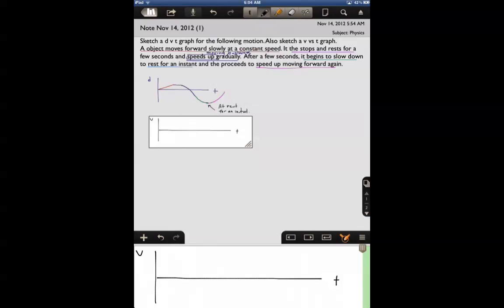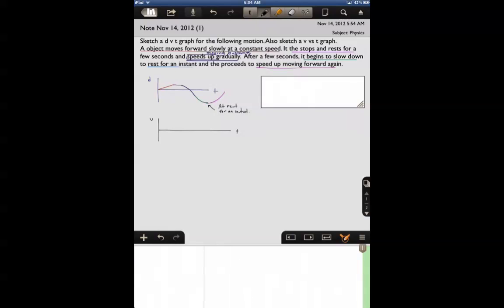Before I do that, I want to quickly review one basic idea, and that is that the slope of the dt graph equals the y value of the vt graph.